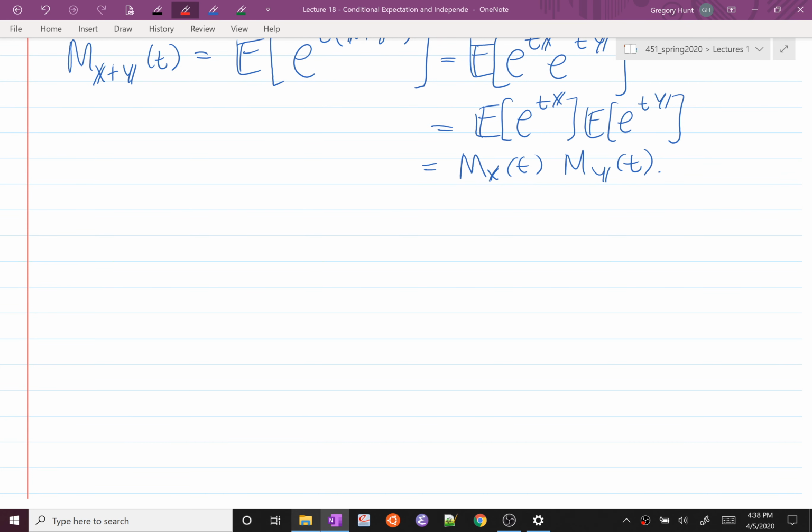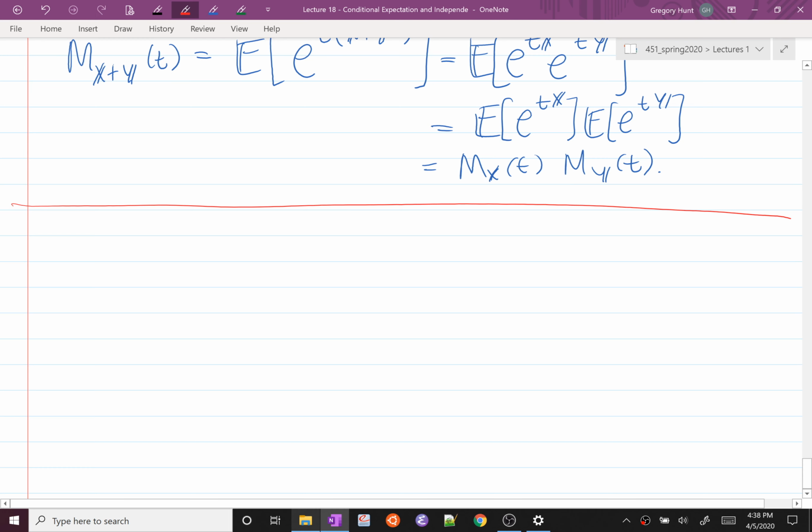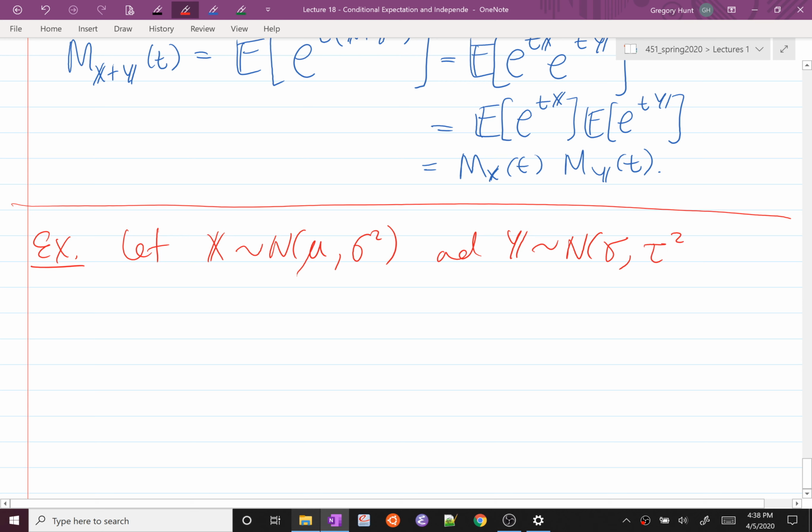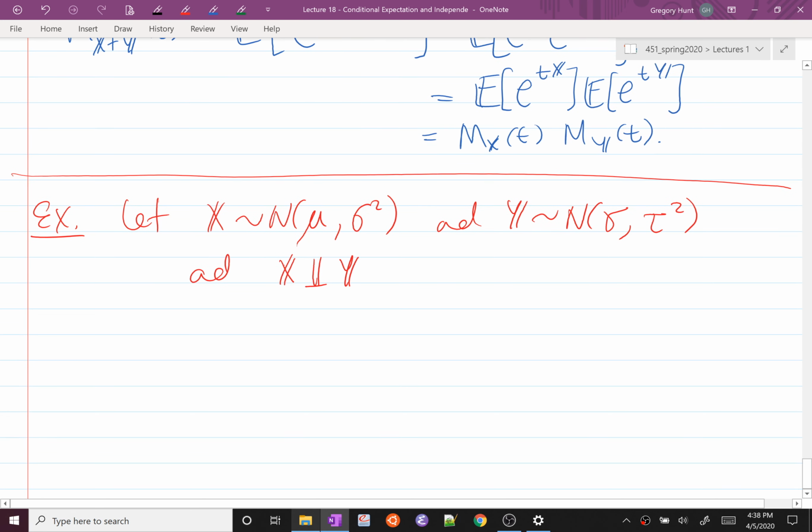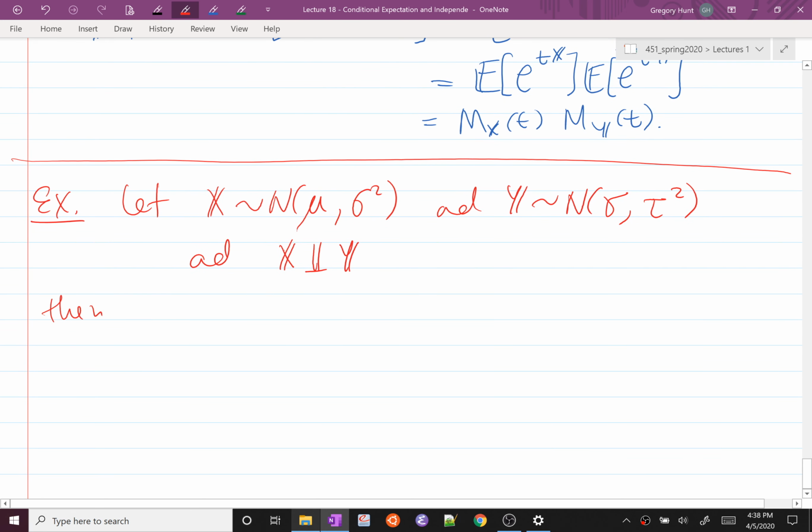Okay, we can look at an example of this. This gives us a nice little immediate theorem about normal random variables. So here's the example. If x is normal with mean mu and variance sigma squared, and y is distributed normal with mean gamma and variance tau squared, so some different parameters, and x is independent of y, then if we look at the moment-generating function of x plus y, we know from this theorem it's M_X(t) times M_Y(t).